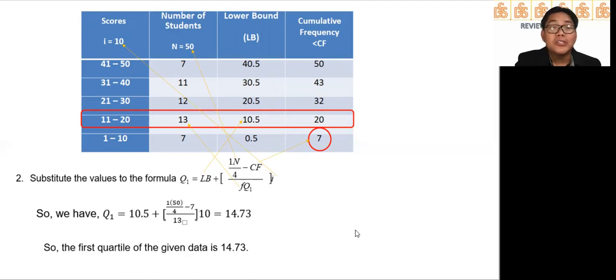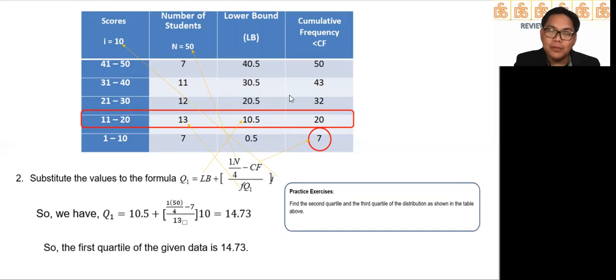Therefore, the first quartile of the given data is 14.73. So just use a calculator for that. That is allowed in statistics. Okay? So with that, I hope you learned and understand how to solve for the first quartile.